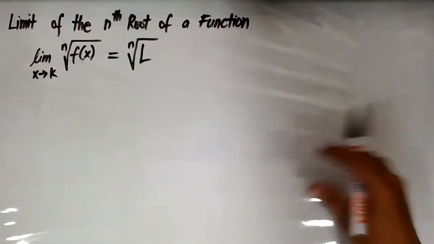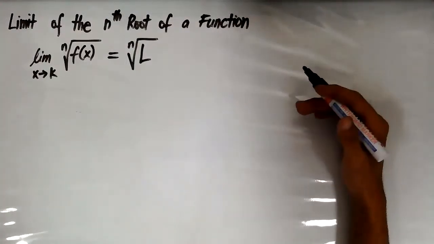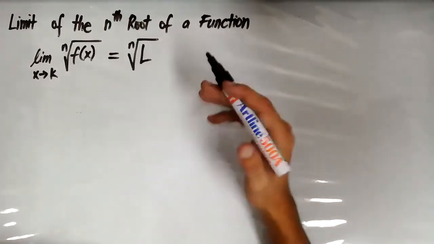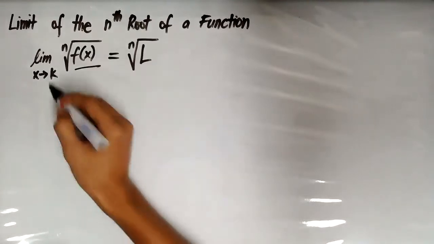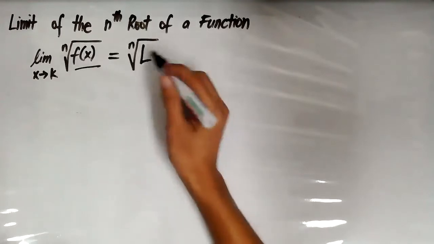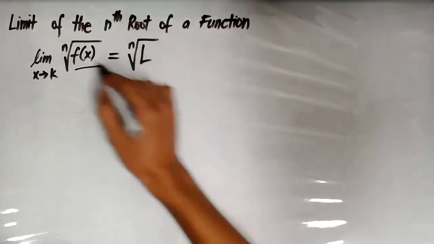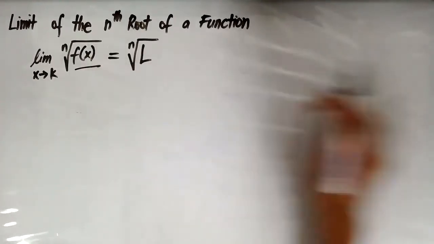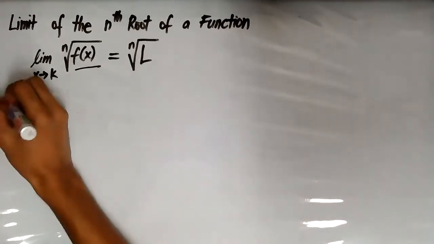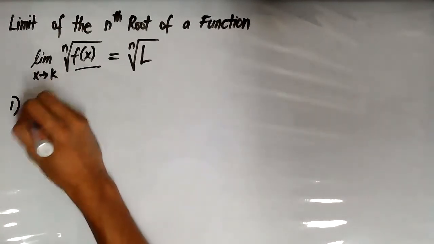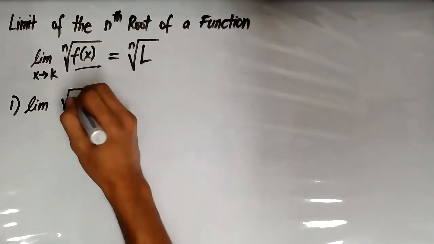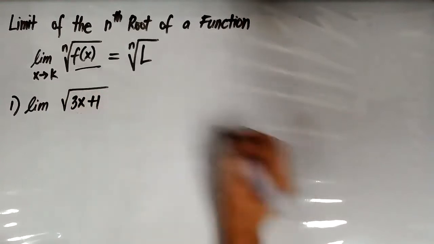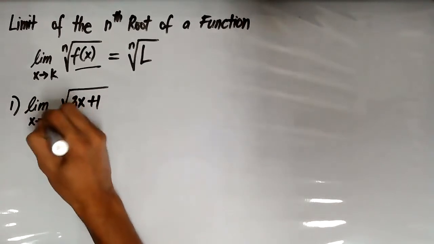All right, so let's move on to the last limit law, which is the limit of the nth root of a function. As defined in the last video, if we're going to get the limit of the nth root of the function f as x approaches any value, this will be equal to the nth root of the limit of the function f. So let's have an example, number 1: the limit of the square root of 3x plus 1 as x approaches 5.